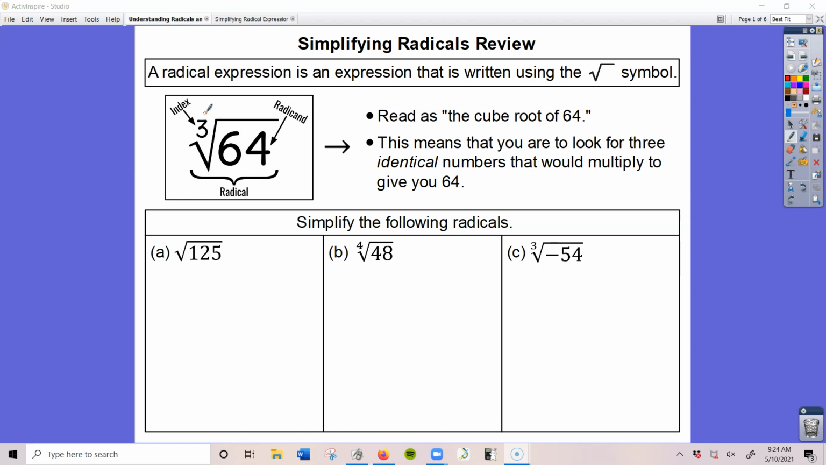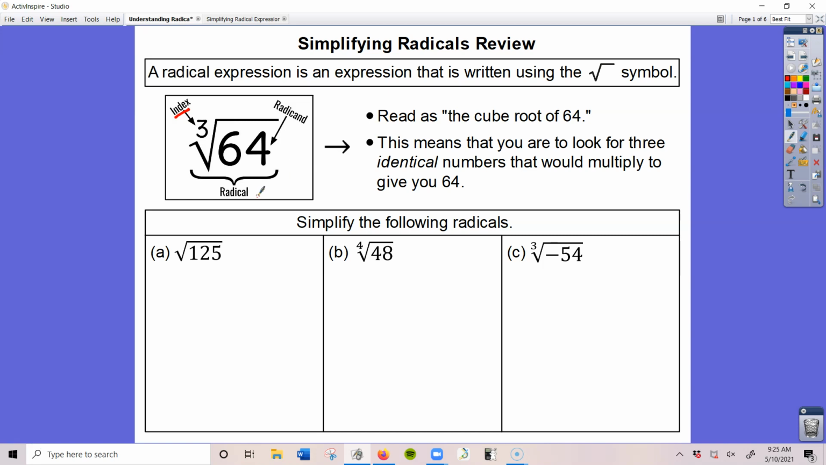The next important part of a radical is this number here, if you have one. This is called the index, and it tells you what root it is that we're trying to solve for. So this is read as the cube root of 64. Now this means that you are looking for three identical numbers that would multiply to give you 64. So the number here, the index, tells you how many of the same number you need in order to remove it from the radical.